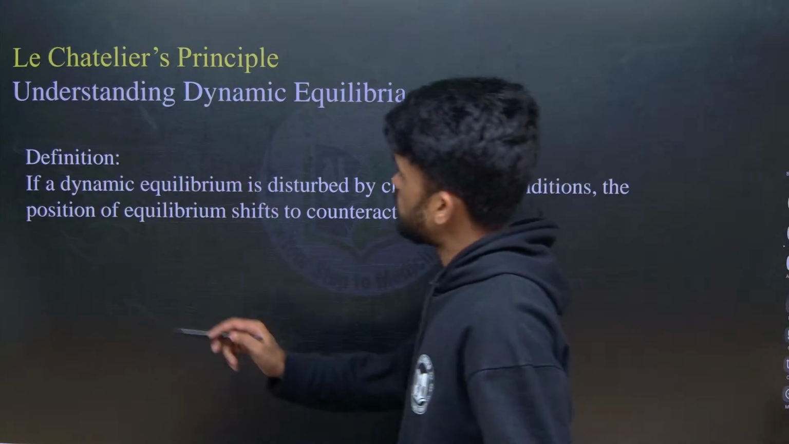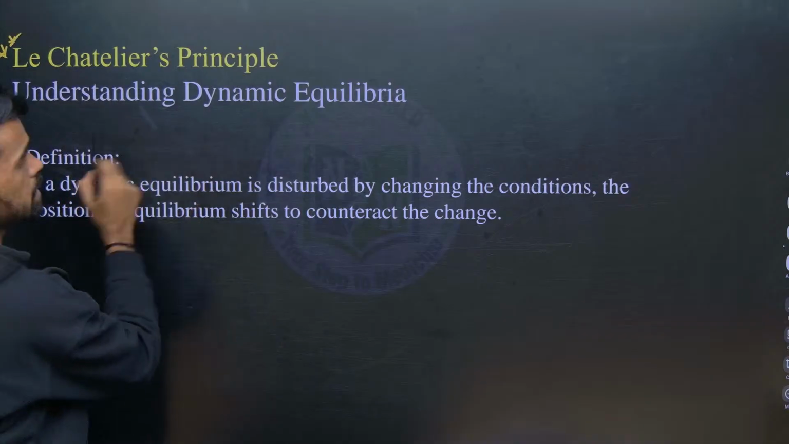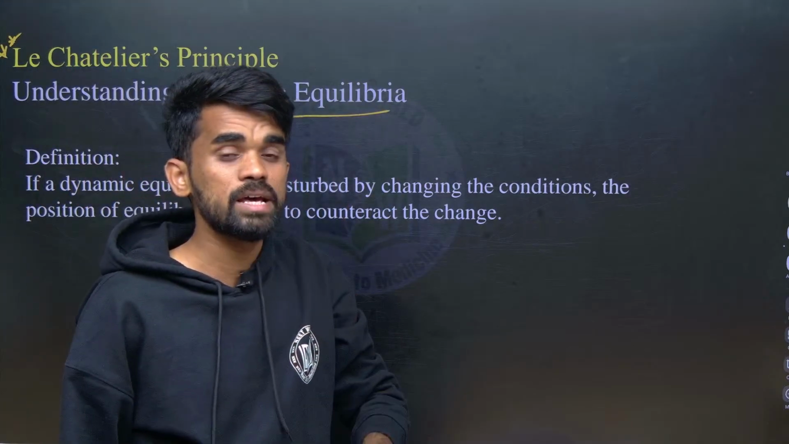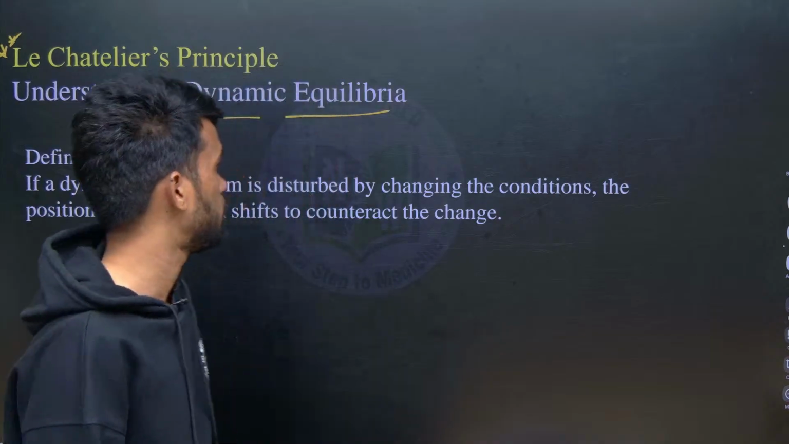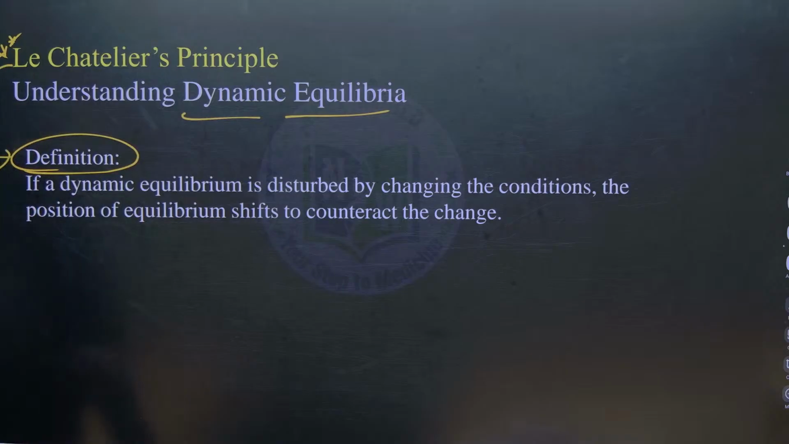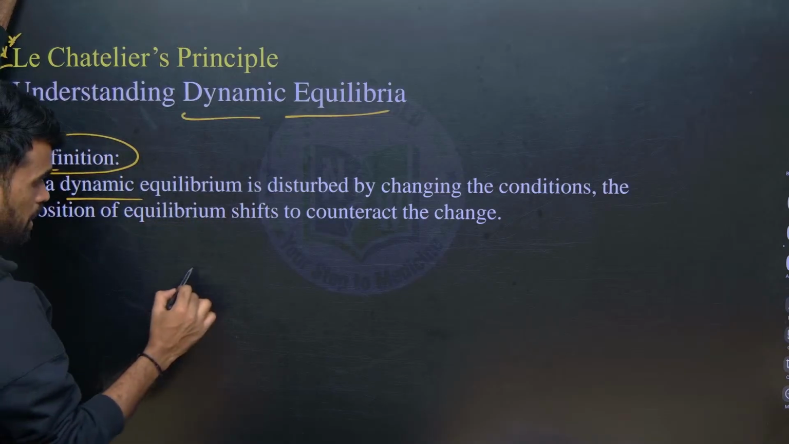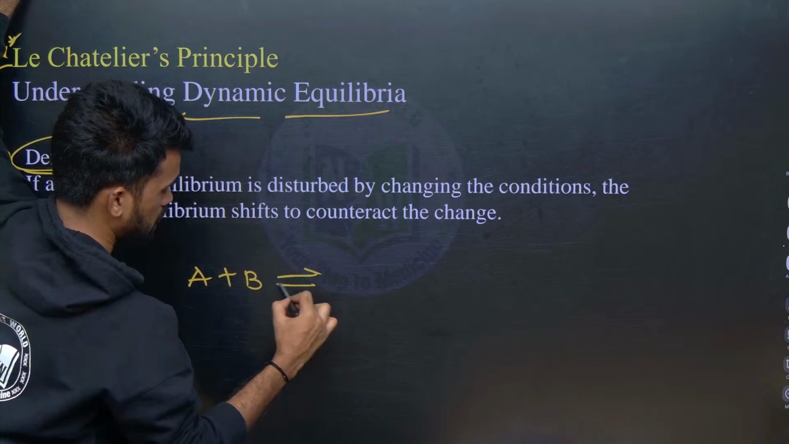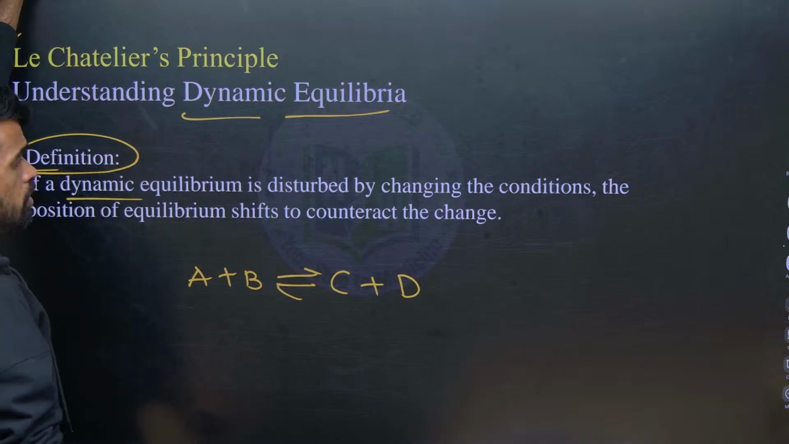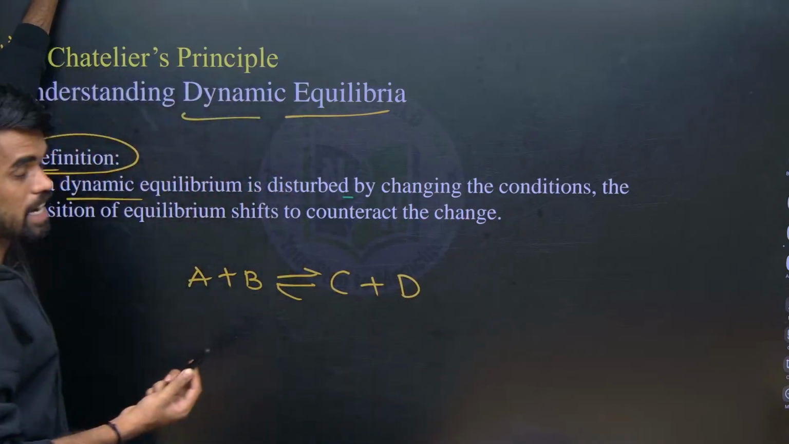Next, Le Chatelier's principle, one of the very important things to be discussed. Understanding the dynamic equilibrium. We already discussed that chemical reactions have dynamic equilibrium; they maintain dynamic equilibrium. So what is the definition of Le Chatelier's principle? Let us look here. In a dynamic equilibrium, for example, A plus B is in equilibrium with C plus D. This is a dynamic equilibrium, let us say. Now, if this dynamic equilibrium is disturbed by changing the conditions, what does changing the conditions mean?